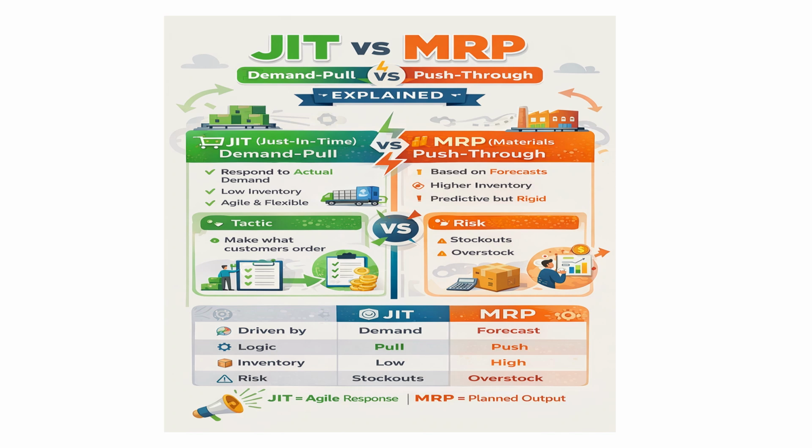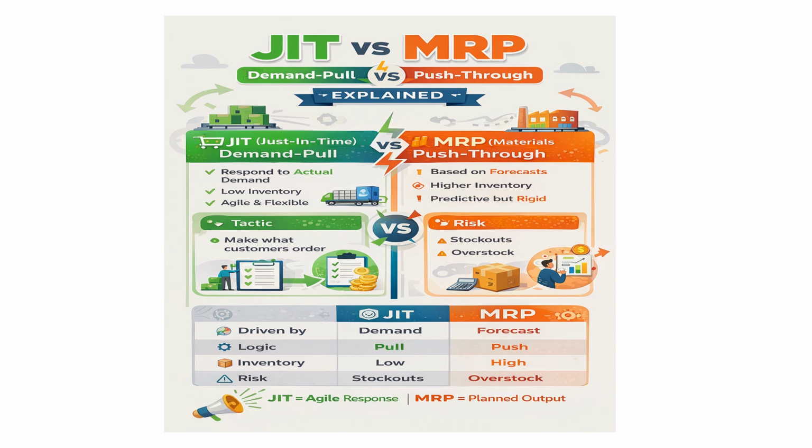JIT is a demand pull system. Demand pull means nothing is produced unless a customer actually orders it. The customer demand pulls the product through the supply chain. That's why under JIT, production responds to actual demand. Inventory levels are very low. The system is agile and flexible.